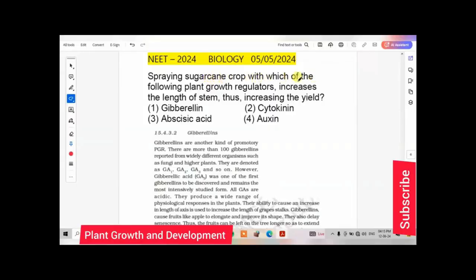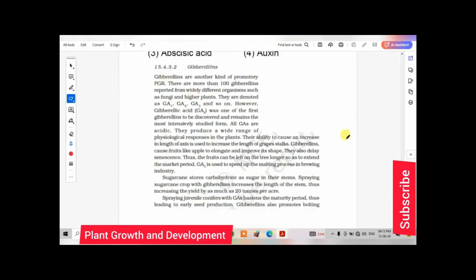Spraying sugarcanes with which of the following plant growth regulators increases the length of the stem and increases the yield? Option 1, gibberellins. You can see the NCERT lines here from the chapter known as plant growth and development.